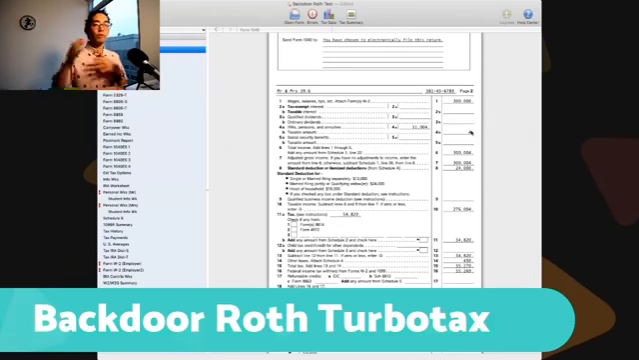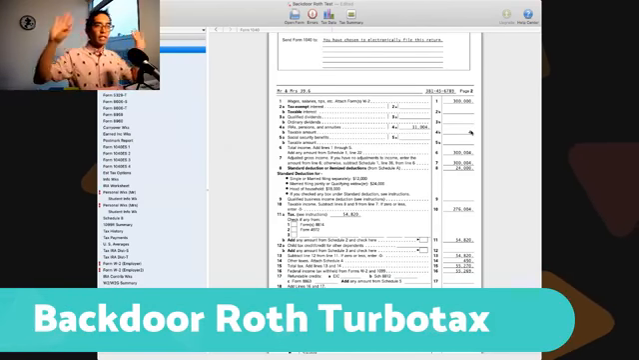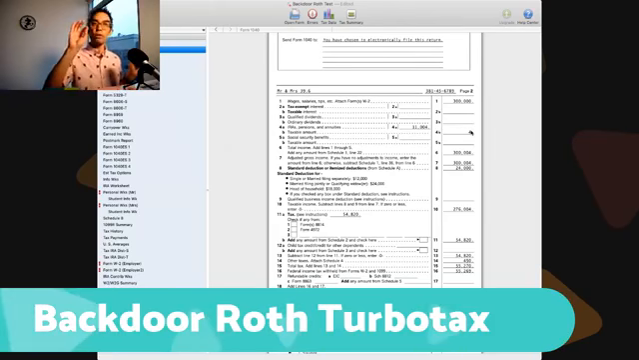Now you could have done the conversion quickly and then you could still have a few cents sitting in your traditional IRA. It's fine. You can just let it sit there until next year and do this again. It's such a small number. Whenever they do these calculations, it'll just round to 0.